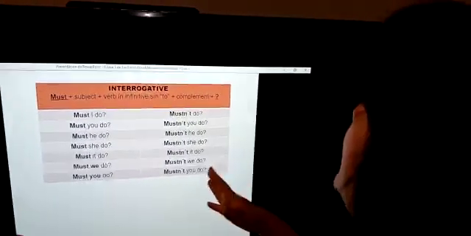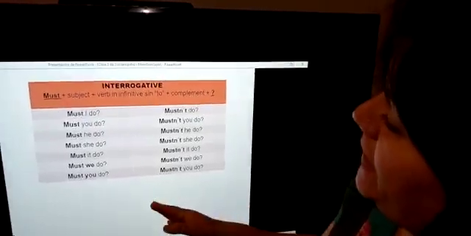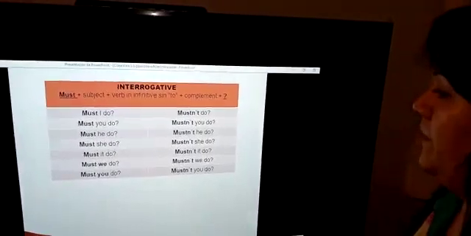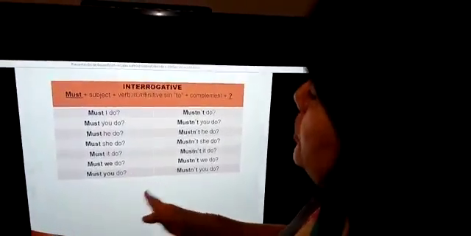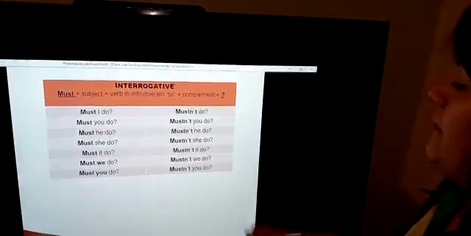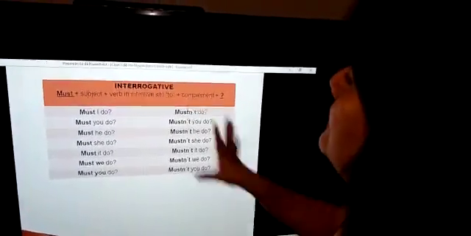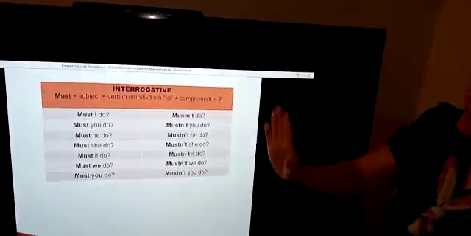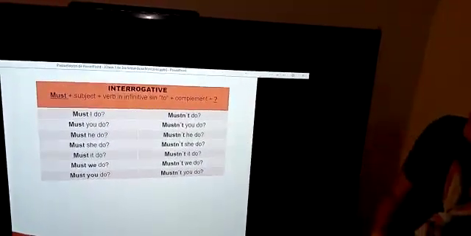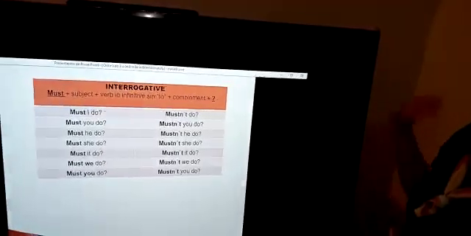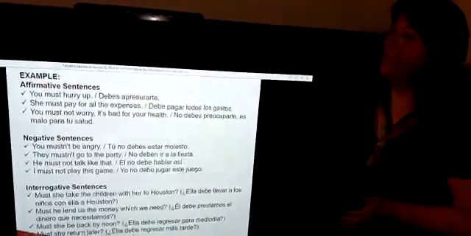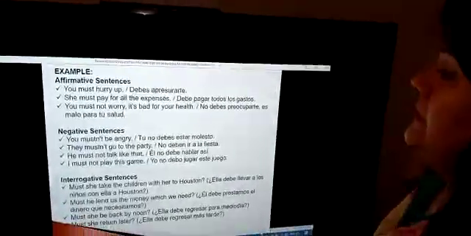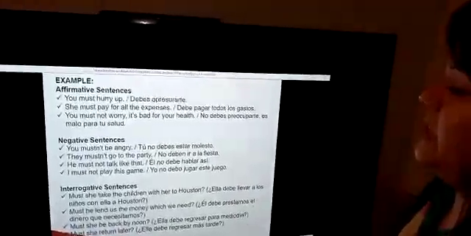The next is must he do? Negative, mustn't he do? And affirmative, must we do? Mustn't we do? And the last is must you do? And negative, mustn't you do? This is the interrogative, positive and negative, using must. Okay? How to use it and make the question. Next, the examples in affirmative sense, negative sense and interrogative sense.